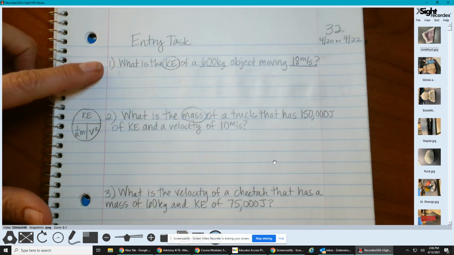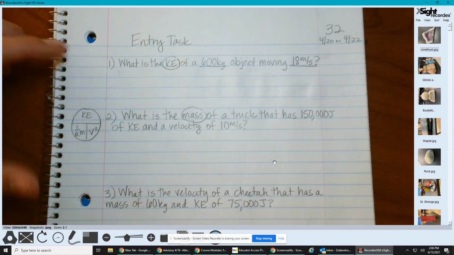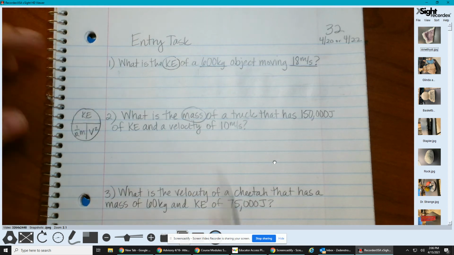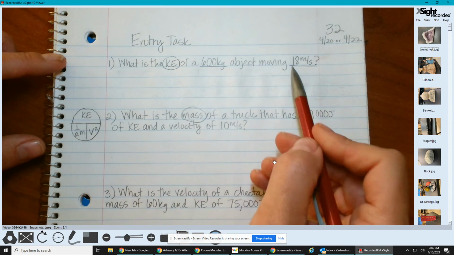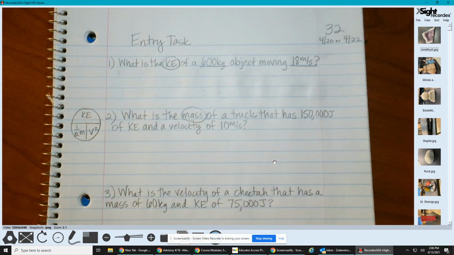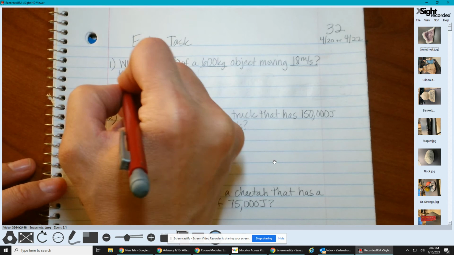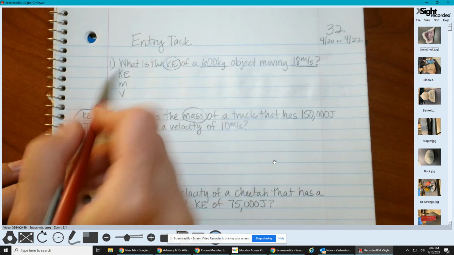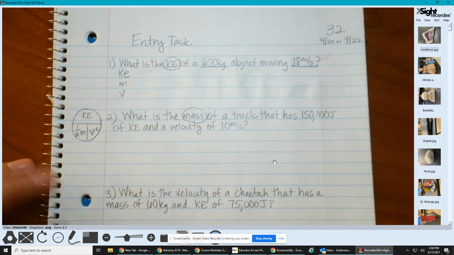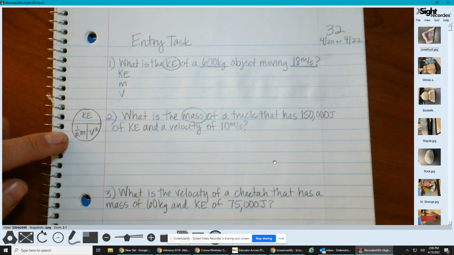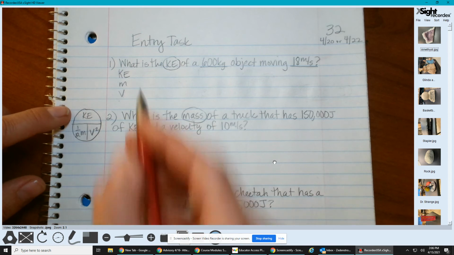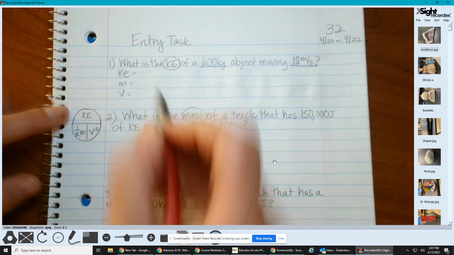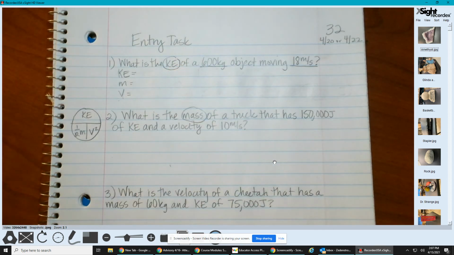All right, so what is the kinetic energy of a 600 kilogram object moving 18 meters per second? I already circled that we need kinetic energy. We have a mass of 600 kilograms and a velocity of 18 meters per second. So I need all of those variables, a KE, an M, and a V, because that is all the variables in the equation. In this case, I put the circle out there. If we're looking for kinetic energy, we'll be able to use our base equation, but we can also use the circle to figure out our base equation if we don't have it written down in front of us, and I'll show you that in just a second.